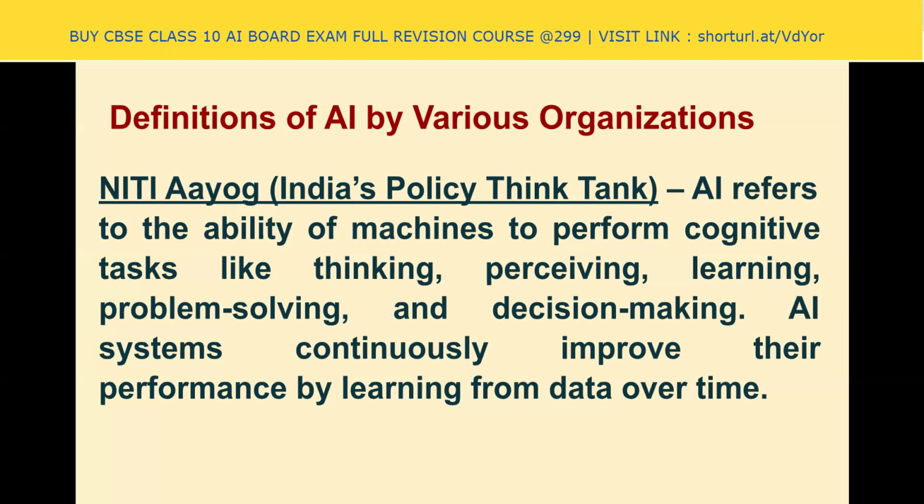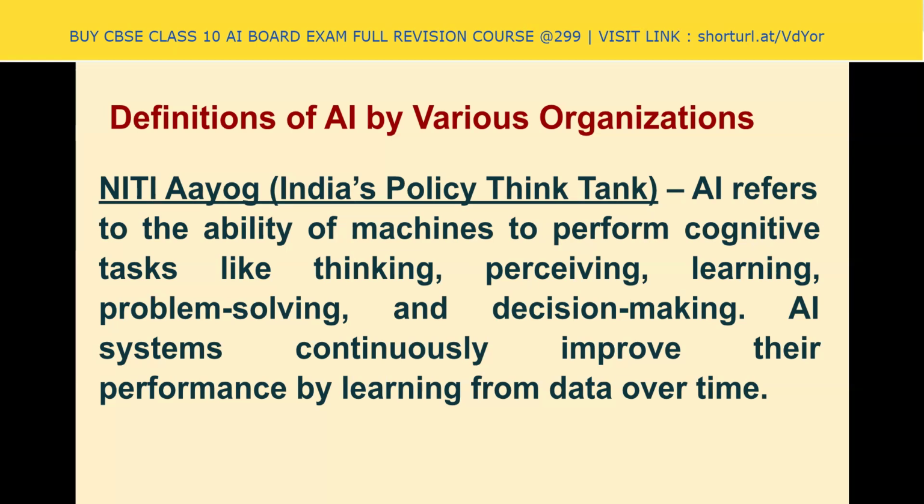AI refers to the ability of machines to perform cognitive tasks like thinking, perceiving, learning, problem solving, and decision making. AI systems continuously improve their performance by learning from data over time.